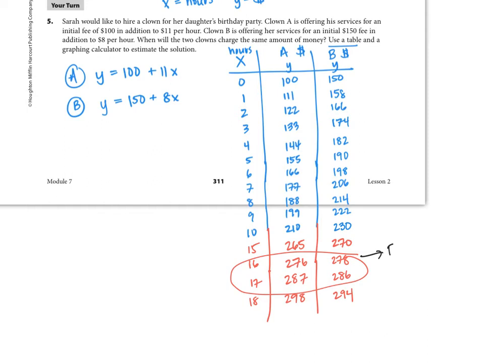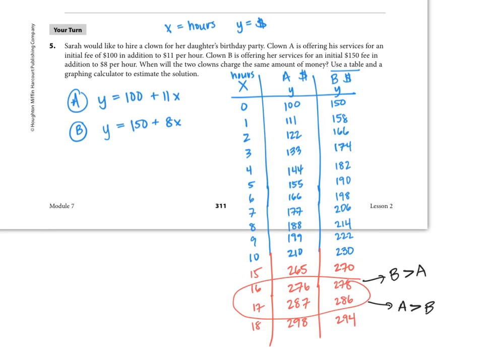which one? Clown B costs more than clown A. But here, clown A now costs more than clown B. And it's gonna stay that way because clown A charges more per hour, right? So that means that somewhere in the middle of 16 hours and 17 hours, they will charge the same.